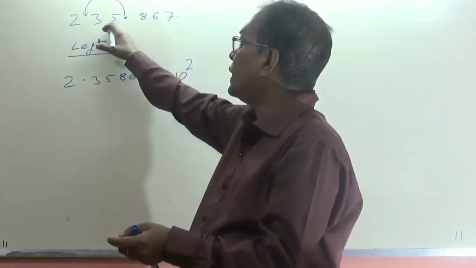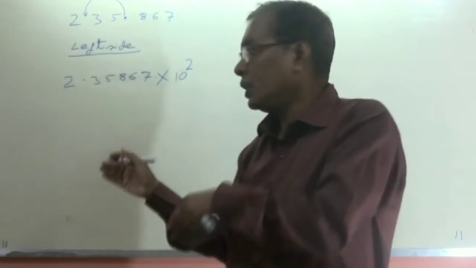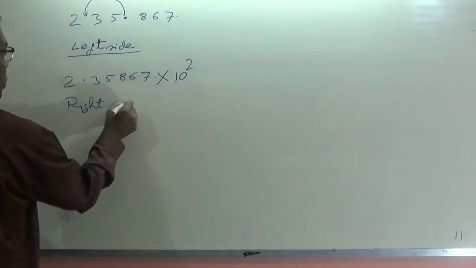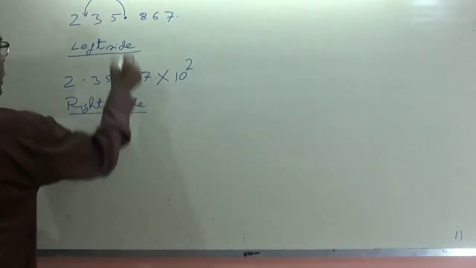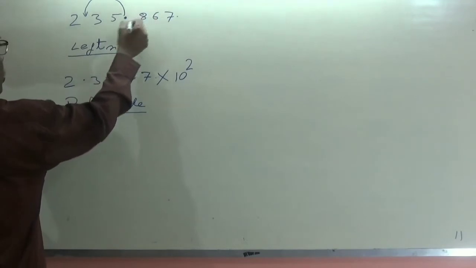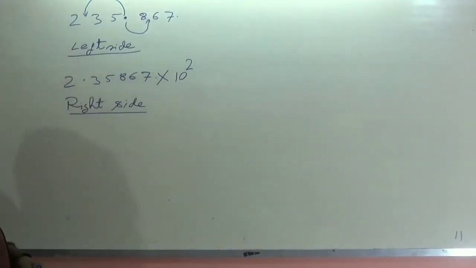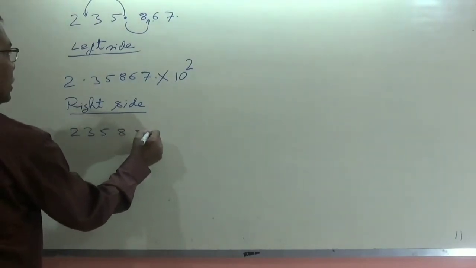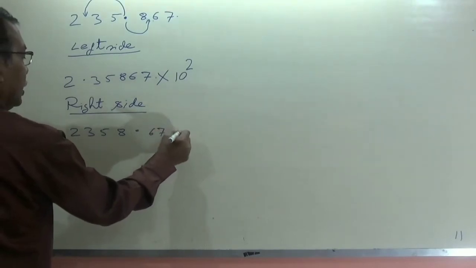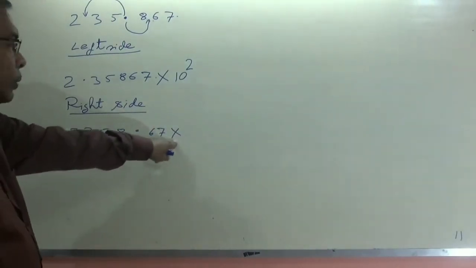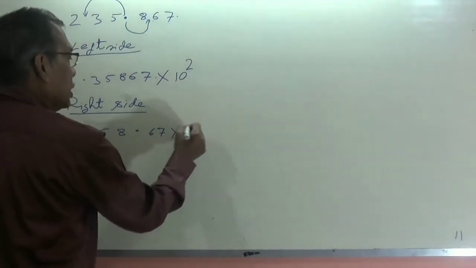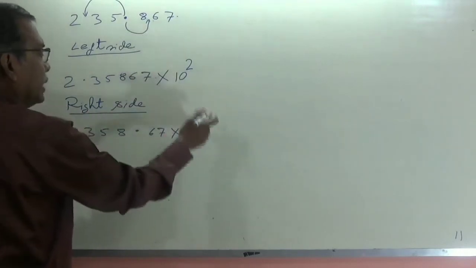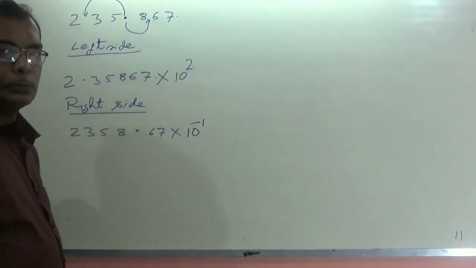Suppose we want to take a jump by 1 digit to the right-hand side. If you want to shift to the right, suppose you shift the decimal point here, this side. In that case what is happening? 2, 3, 5, 8, decimal, 6, 7. For adjustment purposes, you multiply by 10 to the power. You are changing by 1 digit, so 1, but because it is shifting to the right-hand side, it will be minus 1.